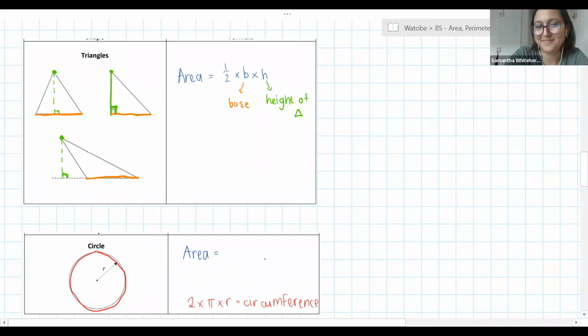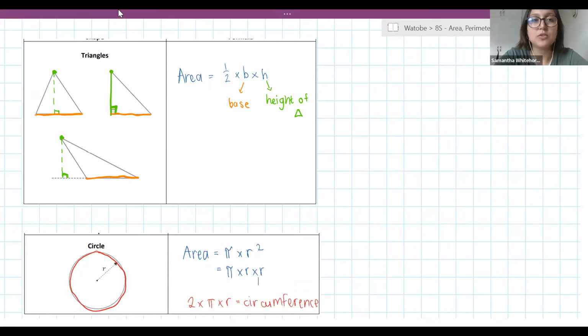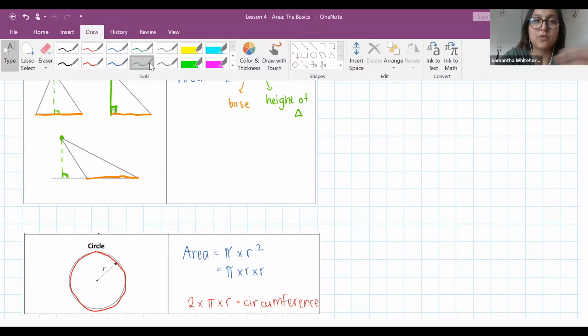Ma'am, is it 2 pi r squared? Very close. It's pi r squared. Oh. So guys, for the area, we don't have the coefficient of 2 and we square the radius. If you want to write this out more expanded, it would be pi times r times r, but basically it is pi r squared.